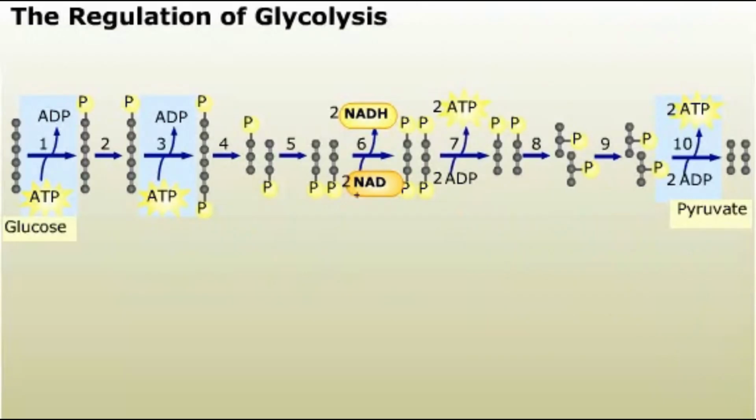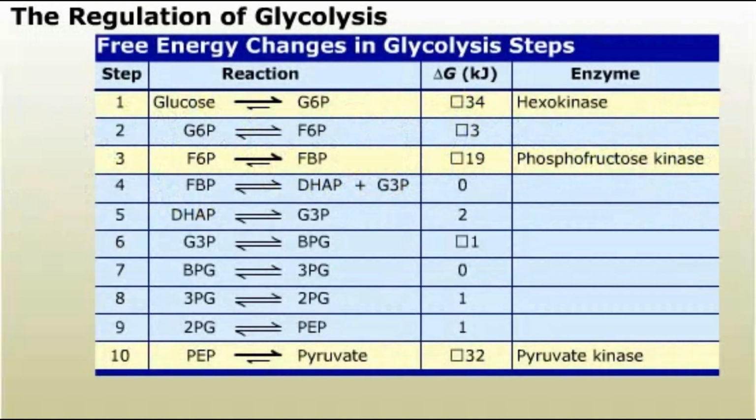3 reactions of glycolysis are regulated. They are reactions 1, 3, and 10. These reactions all have large negative free energy changes. A large free energy change ensures that the reaction is essentially irreversible. Enzyme regulation is possible only when the free energy changes are large.